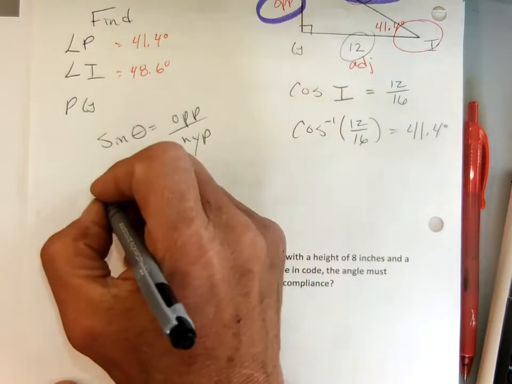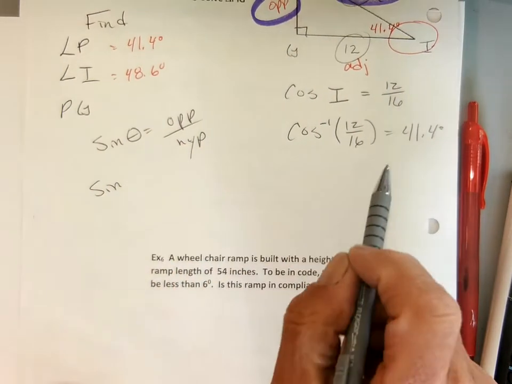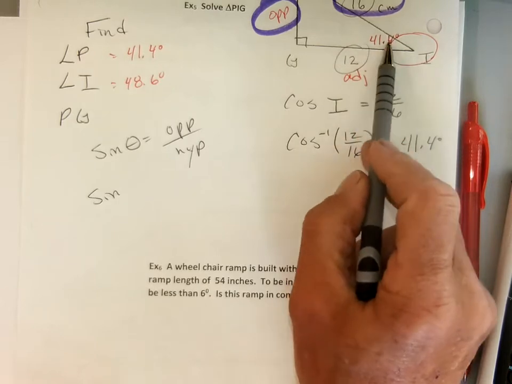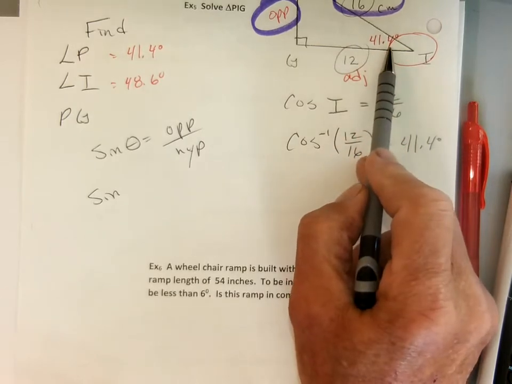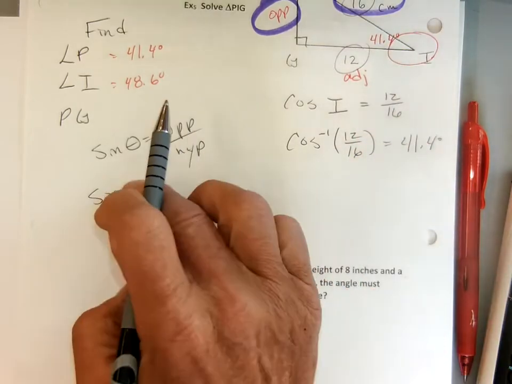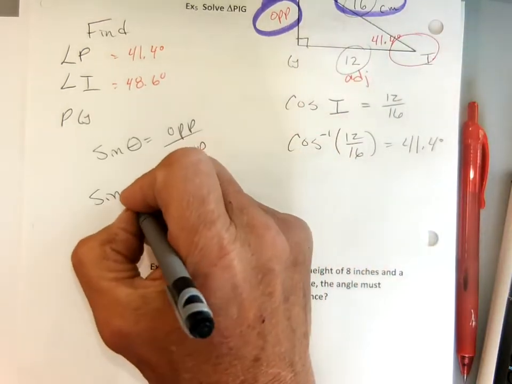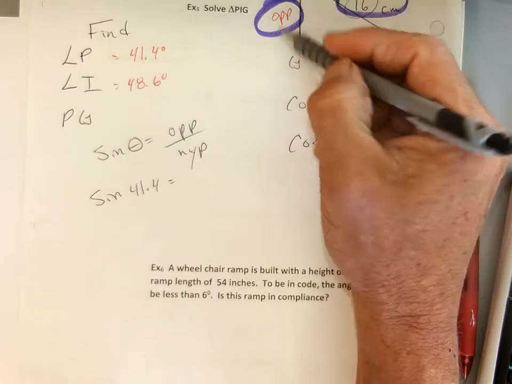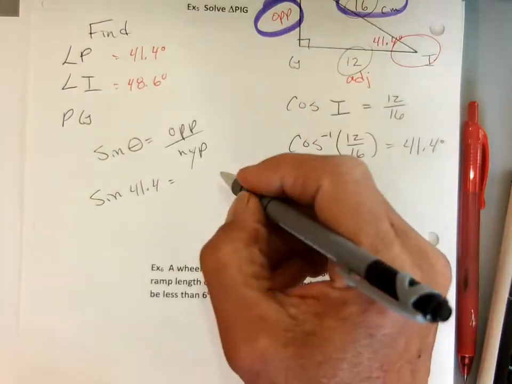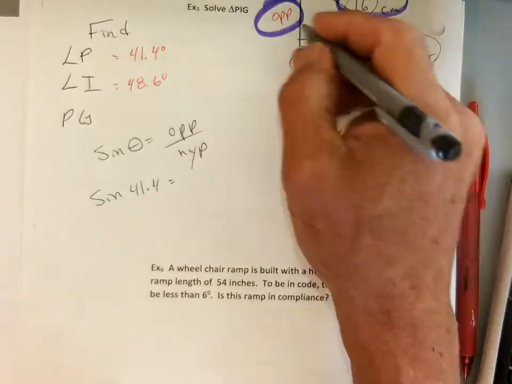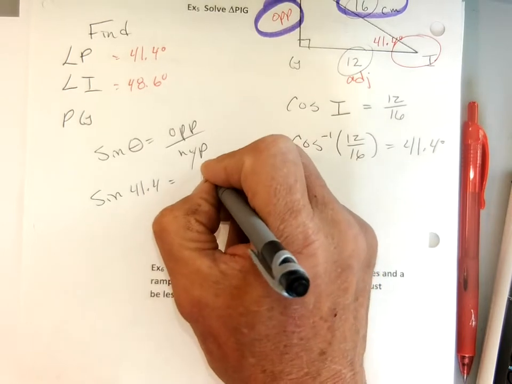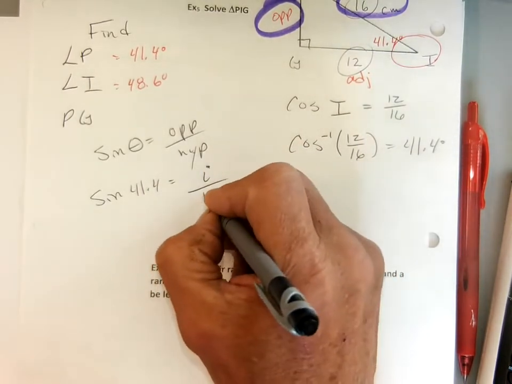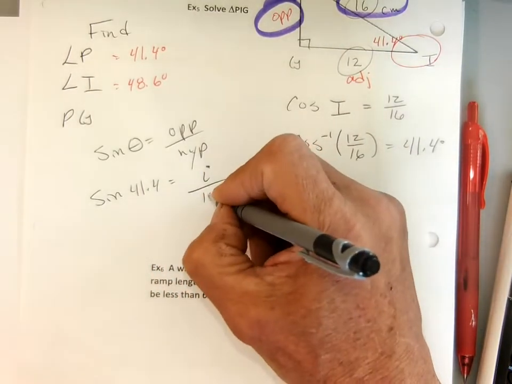We're going to go sine of, you ready? 41.4, because we know the angle, okay? So Gretchen, instead of the inverse, I know the angle, so 41.4 goes there. Equals the opposite, which we don't know. You want to call it x? Or actually, we should call it little I. Little I over 16, okay?